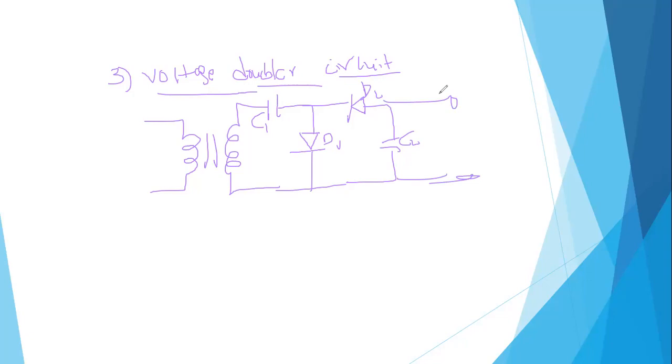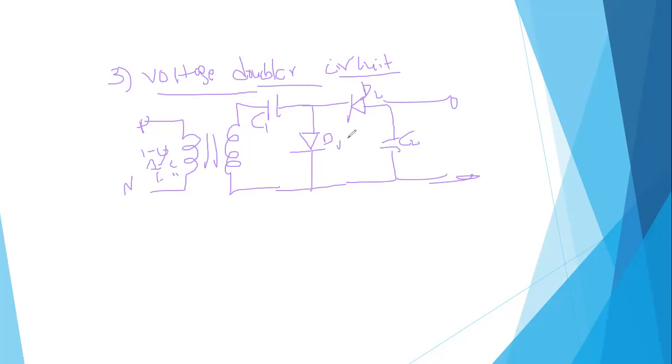This is the voltage doubler circuit. In the voltage doubler circuit also, we have two types mainly, full wave and half wave. Let us come to this one. This is the phase and neutral, that is, a single phase supply. So we have capacitors C1 and C2, D1 and D2.